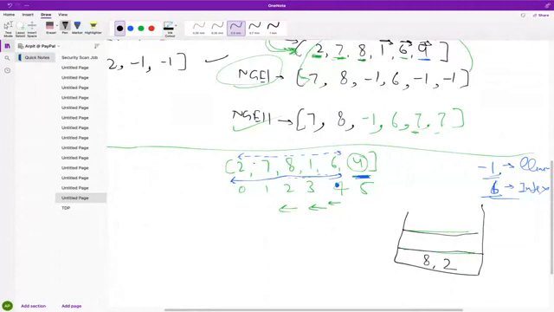Now let's move further. Let's look for 7. Our stack peak is greater, so we will not pop anything. 7 comma 1. Let's look for 2. Yes, the stack peak is again greater, so 2 comma 0.